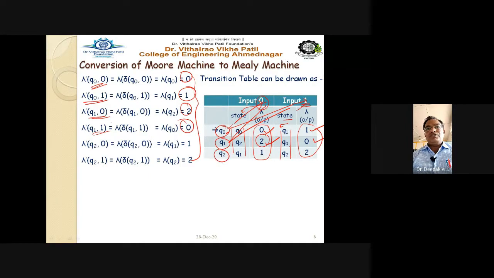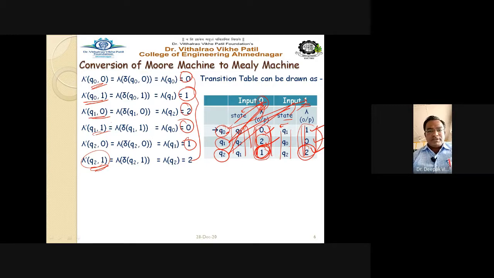Now the transition of Q2 on input 0, the output is 1 here, that's why 1 is written here. And Q2 transition on input 1 gives you output 2, that's why 2 is written here. So these are the 3 plus 3, these 3 and these 3, the 6 transitions.